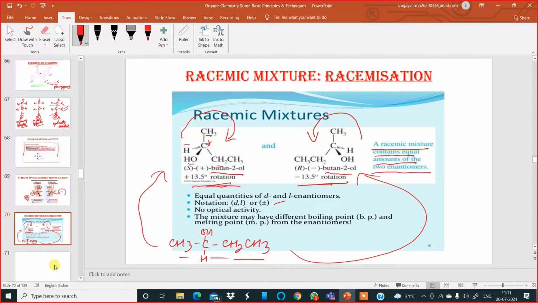For example, if I mix 100 ml of this compound plus 100 ml of this compound, the dextro form and the levo form, we mix them. After that, the compound will lose its optical isomer property or characteristics. Now, the racemic mixture may have different boiling point and melting point from the enantiomers. So this was about racemization and racemic mixture, very short and brief.